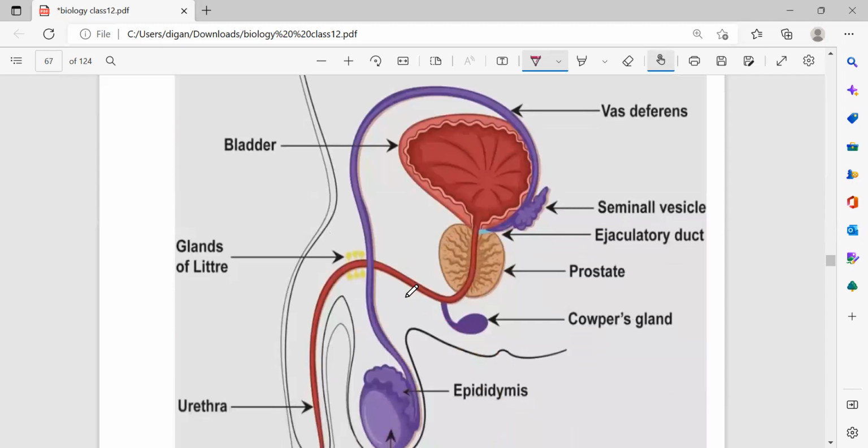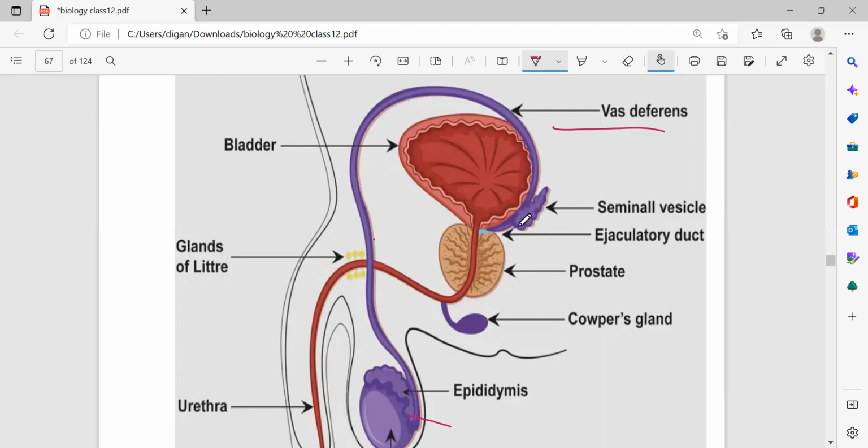Now come to the structure. This is the structure of the male reproductive system. This is the testis, means primary sex organ, where the sperms are produced. Then the sperms, with the help of the accessory ducts, means rete testis and epididymis, are moved like that. This is the vas deferens. Then after that, this purple colored leaf-like structure is called the seminal vesicle, the accessory gland.